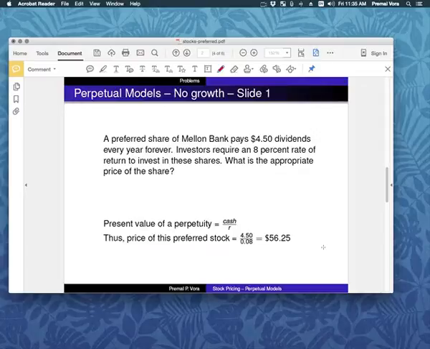Of course, as an investor, you have a finite life. This preferred stock is supposed to have an infinite life. Well, guess what? There are secondary markets for preferred stock. When you are ready, you can sell this preferred stock in the market and receive whatever the price of that stock is at that time. If the appropriate cost of capital at that time is 8%, then you will receive $56.25. So preferred stock pricing is relatively straightforward.